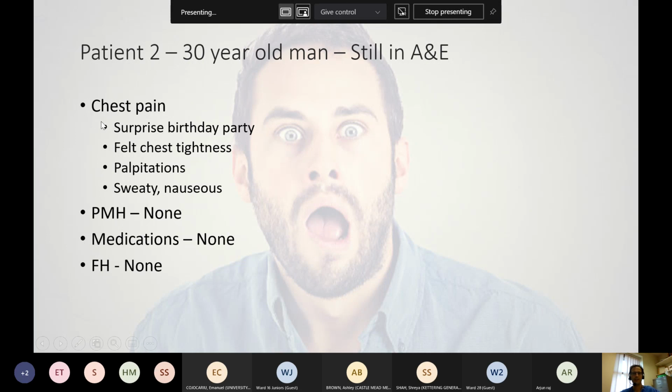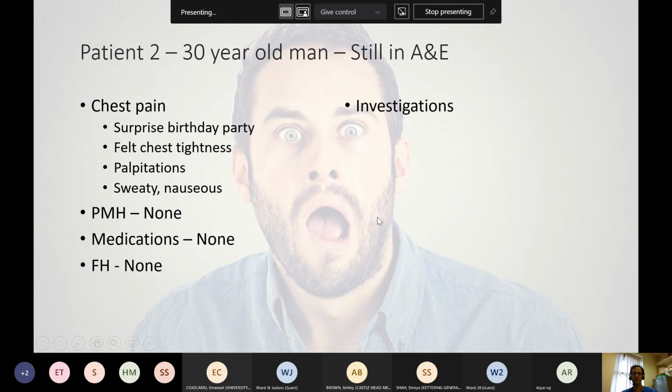So the key here is the fact that he's had unexpected stress. Maybe he doesn't like surprises much. Alcohol-induced atrial fibrillation. Yes, maybe he's had too much to drink at his surprise birthday party, but this happened very rapidly after it started. And sudden bursts of adrenaline, either through surprise or through receiving bad news, they can cause Takotsubo cardiomyopathy.